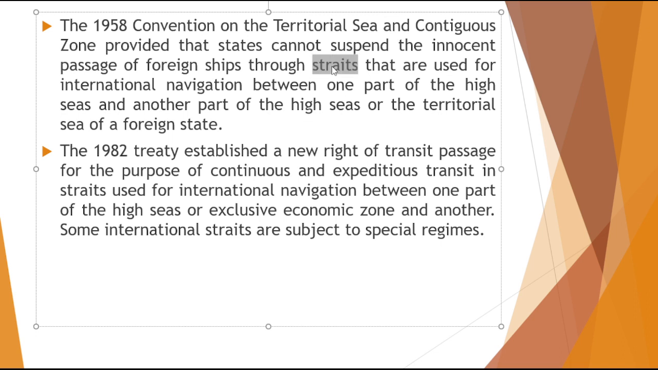Straits are just pathways that connect two parts of the high seas, or the EEZ of one state to the high seas, or the EEZ of one state to the EEZ of another state, that is, exclusive economic zone, or the high seas to the exclusive economic zone of any coastal state.